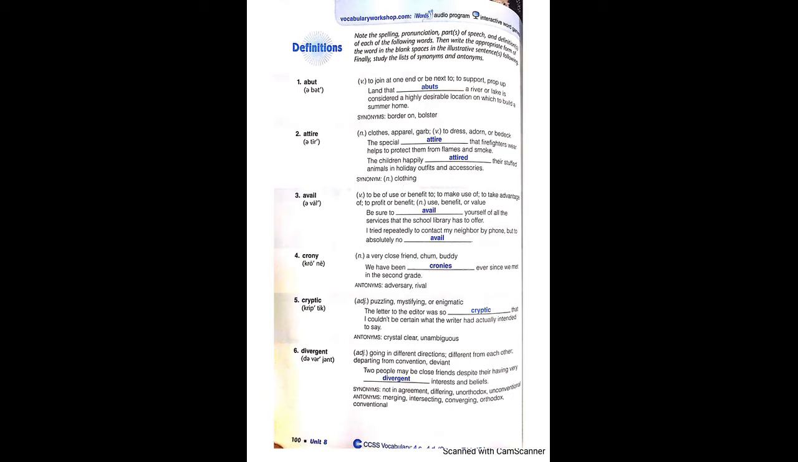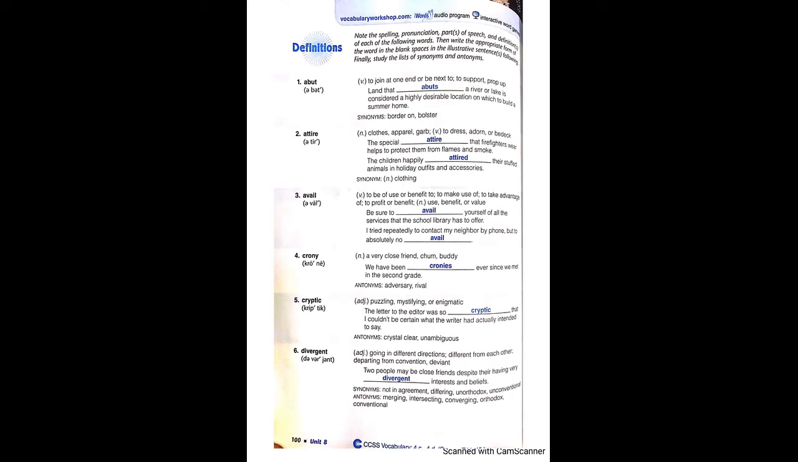The next word is avail. Avail also functions as two parts of speech. It can be used as a verb, meaning to be of use or benefit to, or to make use of. People looking for employment may avail themselves of online sources of job information. Avail can also be used as a noun that means use, benefit, or value. Even anti-lock brakes are of little avail on roads covered with invisible black ice.